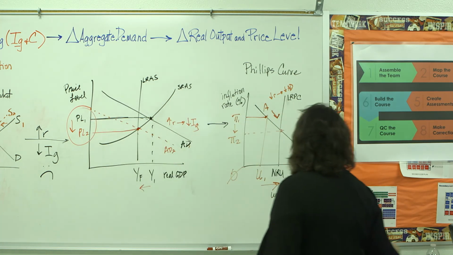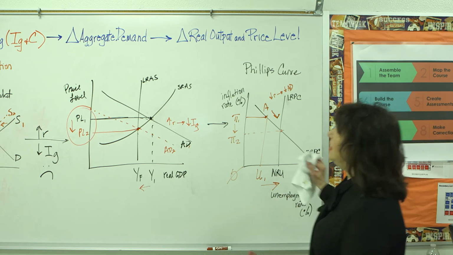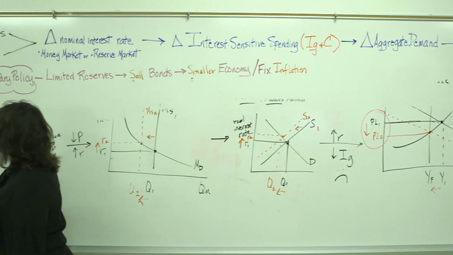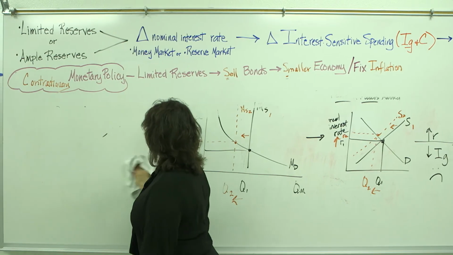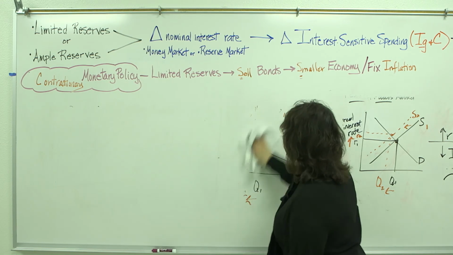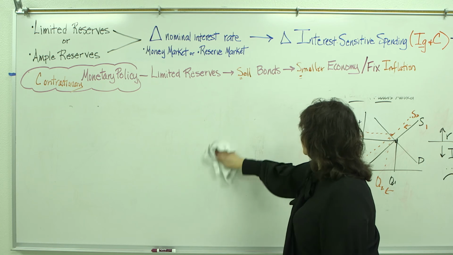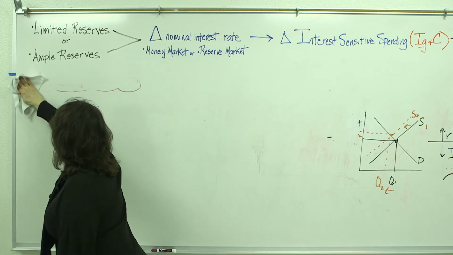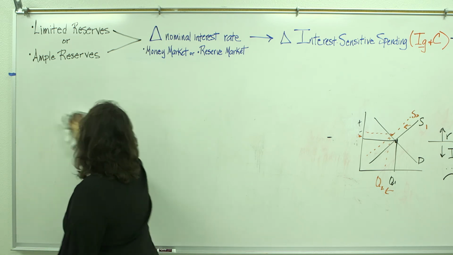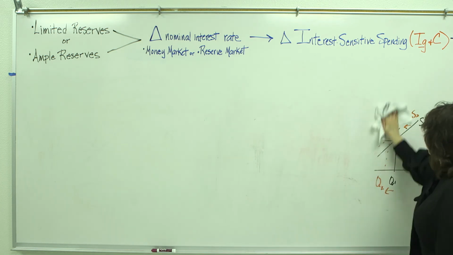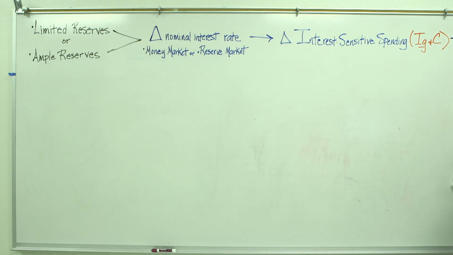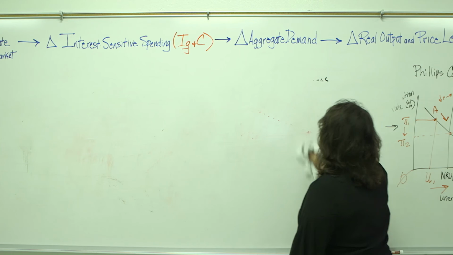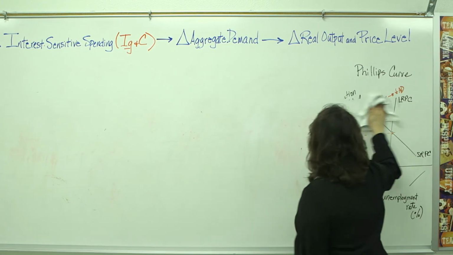And I think you guys get the idea there. But I do have to show you definitely ample reserves with the reserve market, because that's what we're dealing with today. All right? So let's go ahead and get rid of all of this and start with a clean slate. I'm going to erase this section because I don't want to think about limited reserves at all. We're just going to focus on ample reserves and show what it looks like with expansionary policy and with contractionary policy. And that's all we're going to do, and then we're done.